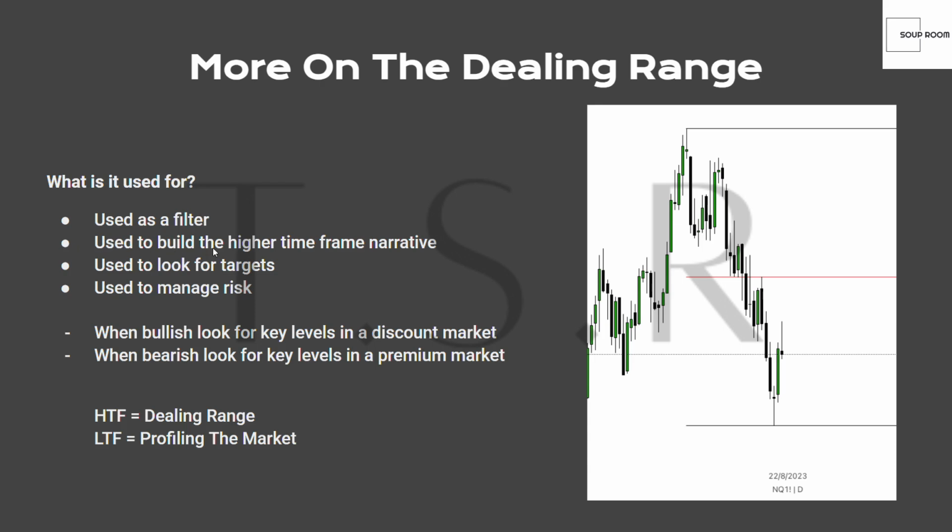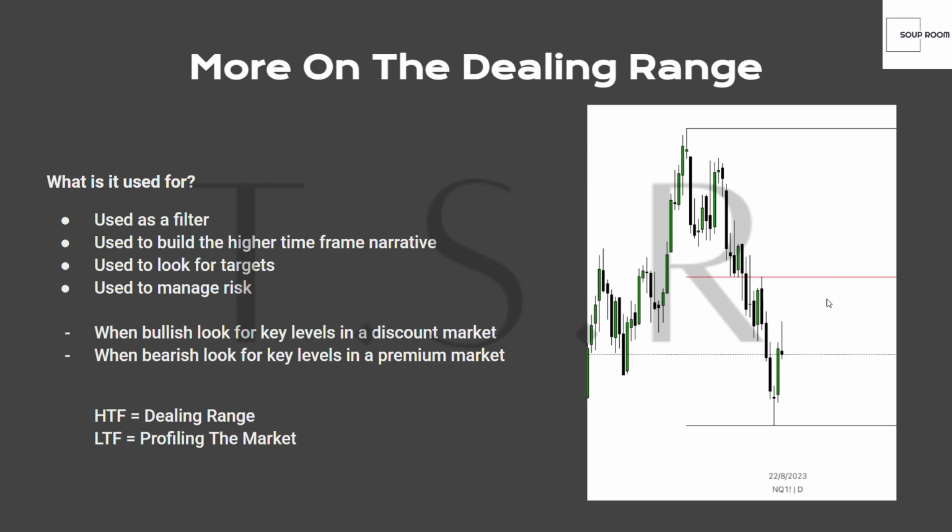Okay, now how can we use the dealing range for the higher time frame narrative? How can we use a dealing range for higher time frame bias? First off, if price is in a premium market, actually, let's start before that. Price is below the midpoint right here. We can expect a reversal on the lower time frame and a retracement on the higher time frame to at least the midpoint of the range. So this means that the higher time frame is bullish to at least the midpoint of this range.